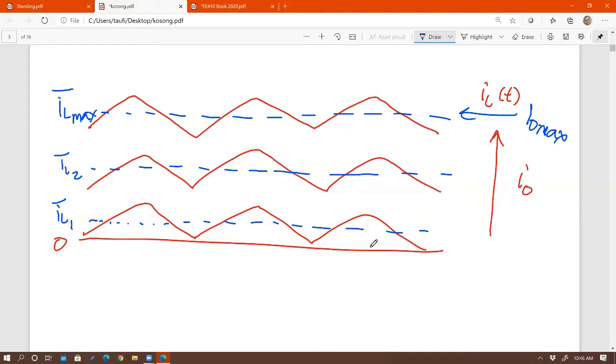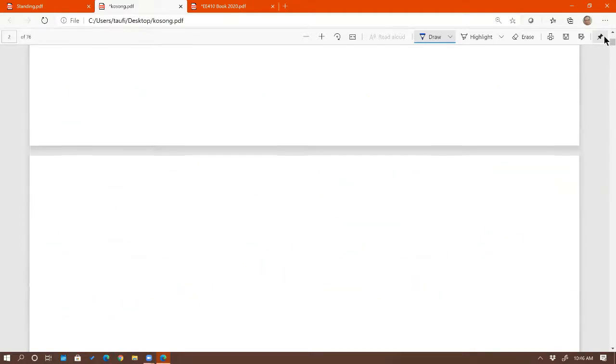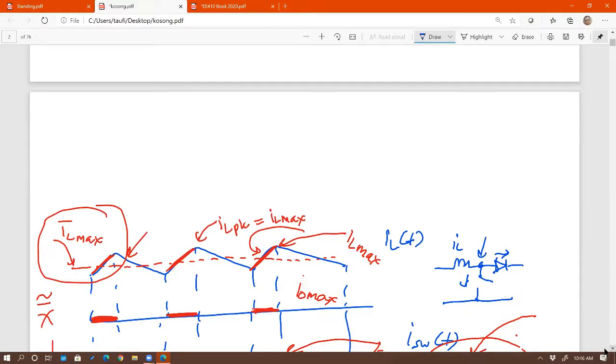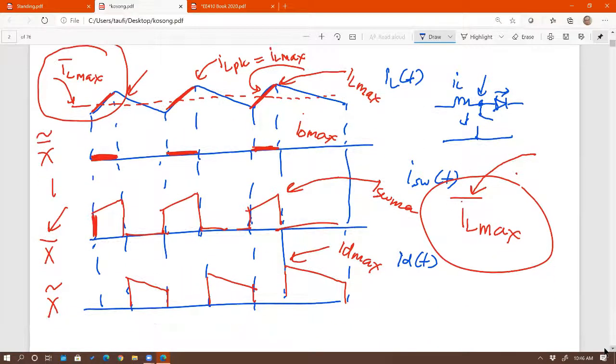Go ahead. So going back to finding I diode peak, do you then find the waveform with the average of IL max, and then take IL bar max and add delta IL? Okay, let me find that waveform right here. So what I'm saying is that if you know IL max and IL min, then you would know ID max and ID min over here.